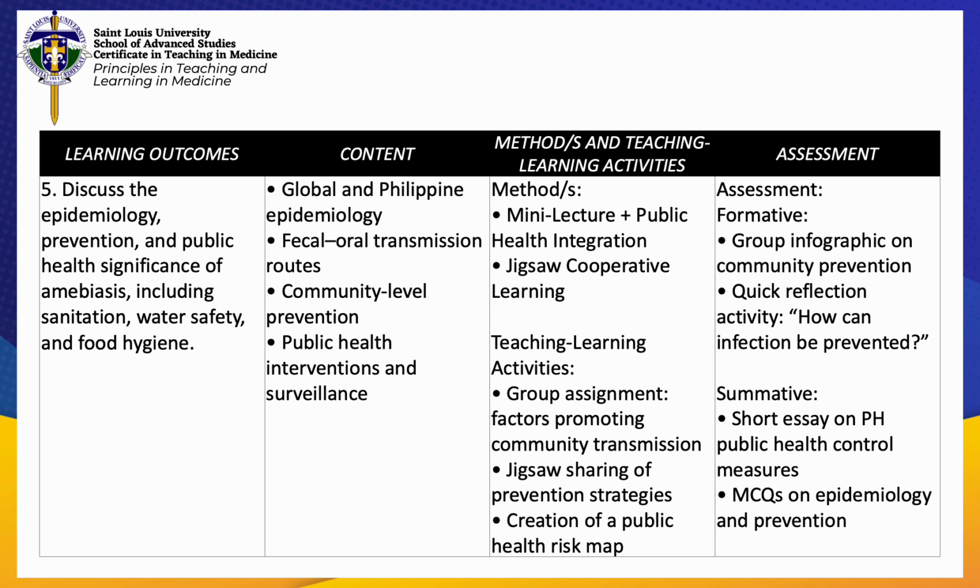So for learning outcome 5, which focuses on epidemiology, formatively, the students will create a group infographic. For example, one group may develop an infographic on household water sanitation practices, while another focuses on food hygiene. So they present this to the class, highlighting preventive measures relevant to local communities. Rubrics will apply.